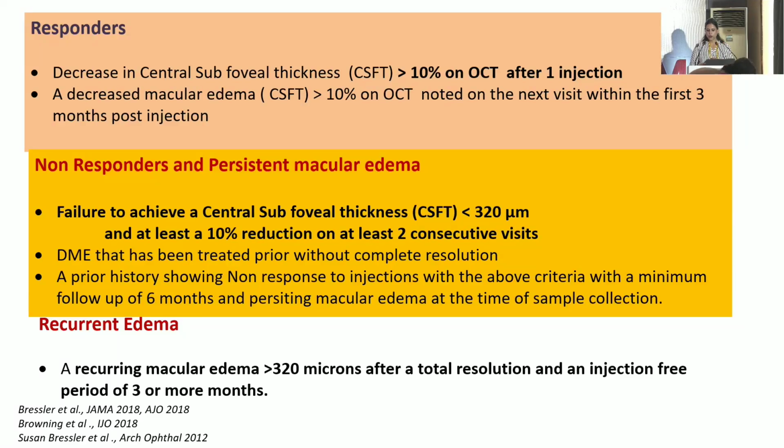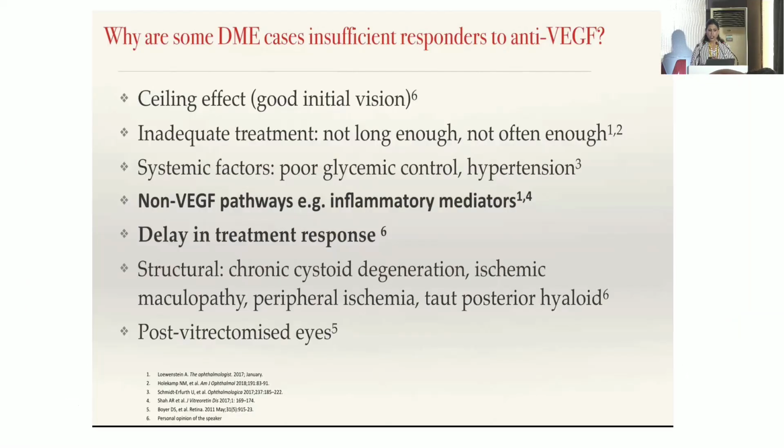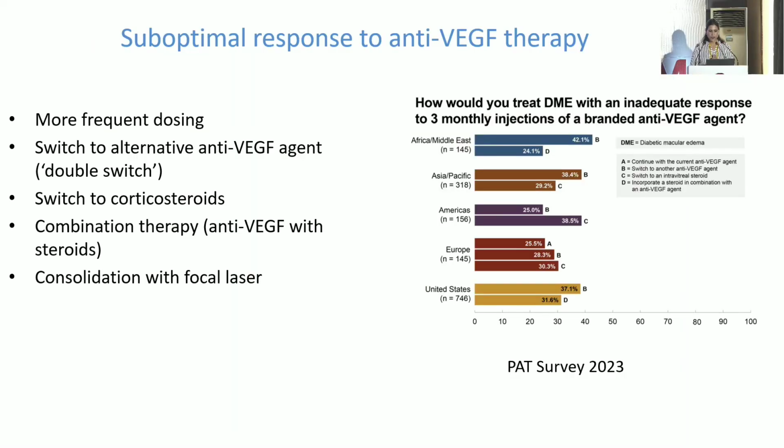Protection of foveal photoreceptors is the key to achieving maximum visual acuity potential. So why are some DME patients insufficient responders to anti-VEGF? There is a ceiling effect, there is inadequate treatment, then systemic factors play a role, then maybe they have predominant inflammatory mediators, delay in treatment response, then some OCT biomarkers, which I'll be discussing in the subsequent slides, and post-vitrectomized eye.